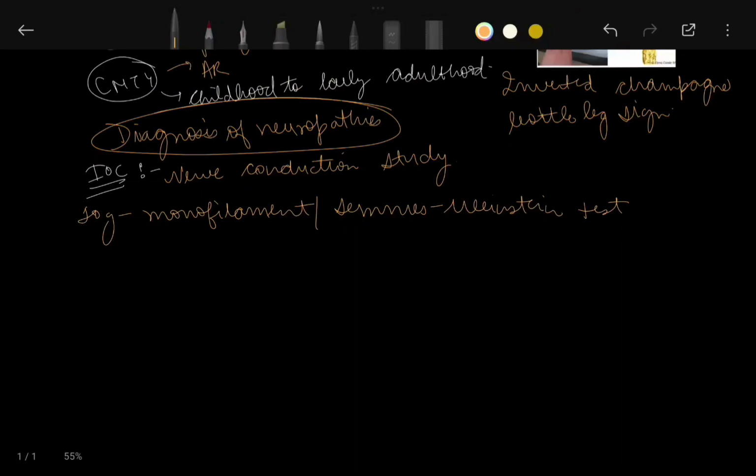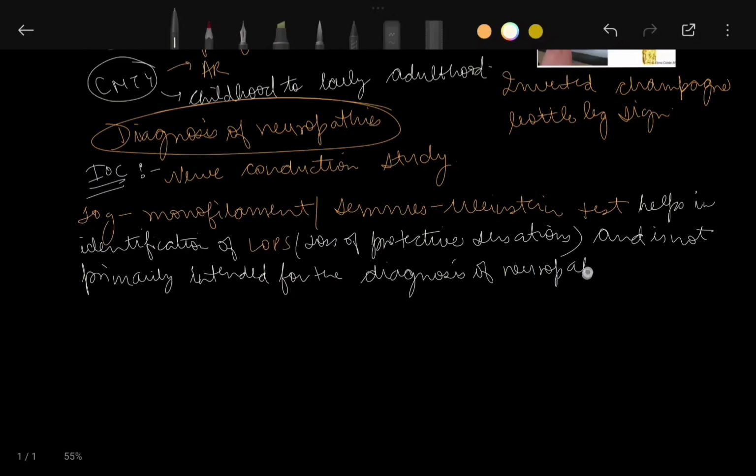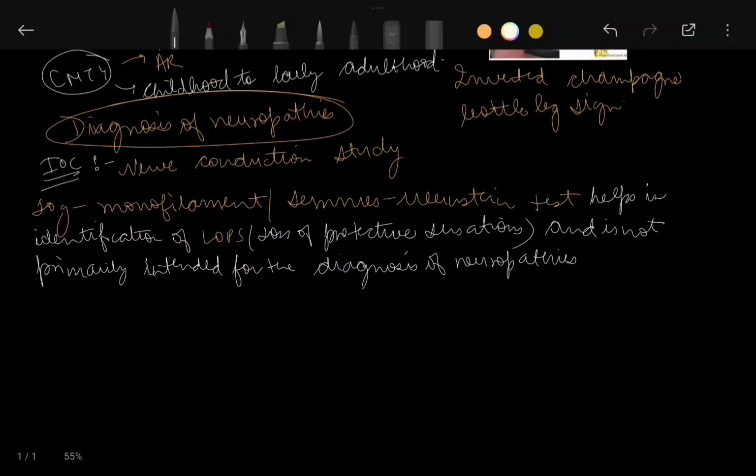Nerve conduction study is the investigation of choice, and in this, a 10 gram monofilament, or Semmes-Weinstein test, helps in identification of LOPS, that is loss of protective sensations, and is not primarily intended for the diagnosis of neuropathies. It is just used for the detection of LOPS.